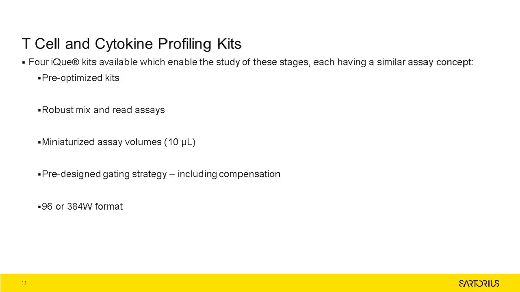SARTORIUS has developed 4 T cell and cytokine profiling kits so that these areas can be investigated using advanced flow cytometry. Each kit has a similar assay concept and are pre-optimized to reduce experimental setup time. They are robust mix and read assays and use miniaturized volumes to reduce precious sample use and have a pre-designed gating strategy, including compensation for ease of use, and are available as both 96-well and 384-well assays.